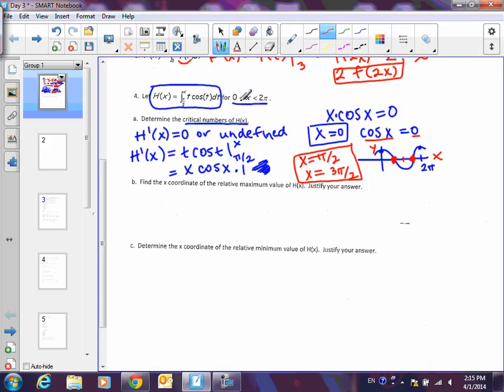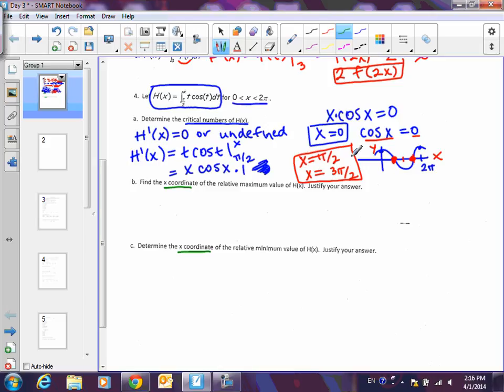Okay, so here are all of our critical numbers. That's part A. Part B is finding the x-coordinate for the relative max, and part C is finding the x-coordinate for the relative min. So what this is implying is probably one of these. In fact, one of these must be our relative max or min, or it's possible that we don't have one at all.